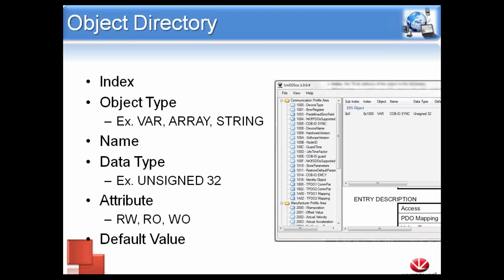As I mentioned, there is an object directory for every CANOpen device, and it's going to have all the key information we're looking for. The main descriptors that you're going to find in there, first is the index. This is the physical address of the information that we're looking for, similar to a Modbus slave address table. Next is the object type. Is it a single variable? Is it an array of variables? Maybe it's an ASCII string. Next we have the name. This gives a description of what the operand actually is used for.